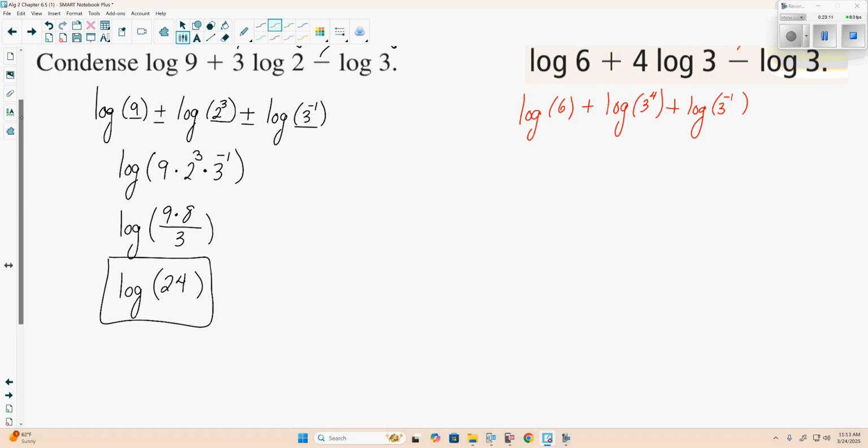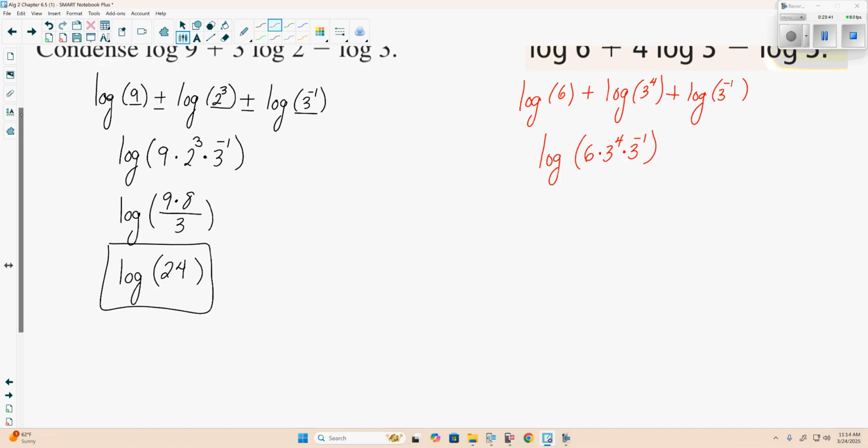Now, since we have 3 logs being added together, we can rewrite it as a single log with what's inside being multiplied together. So we'd have our log of 6 times 3 to the 4th times 3 to the negative 1. Questions on how we got to this point here?